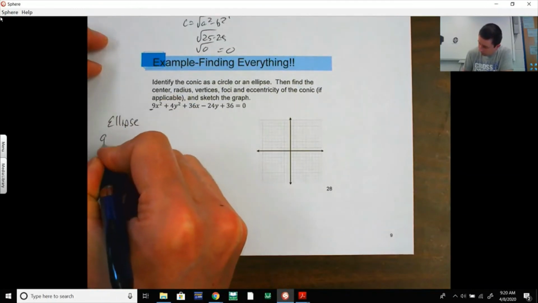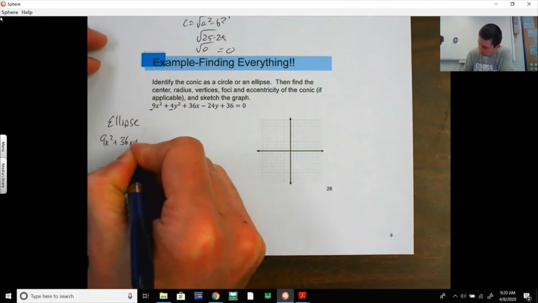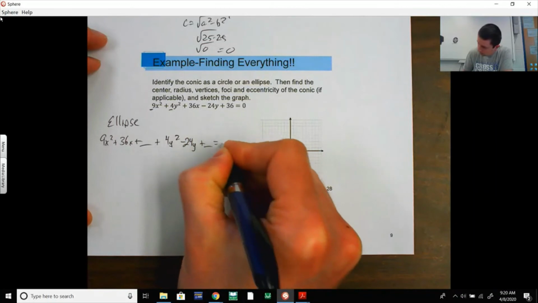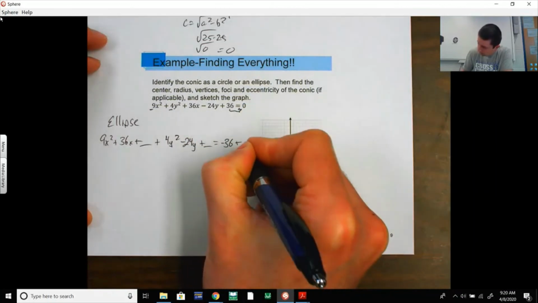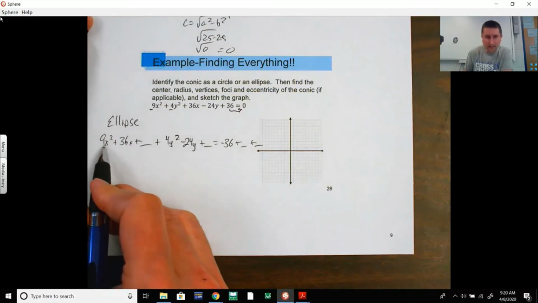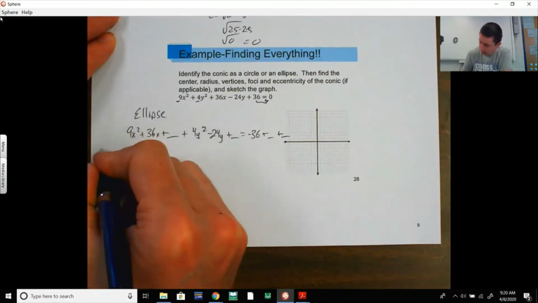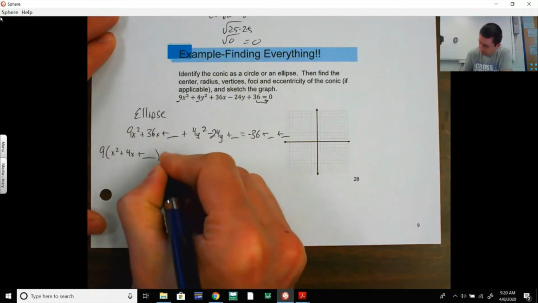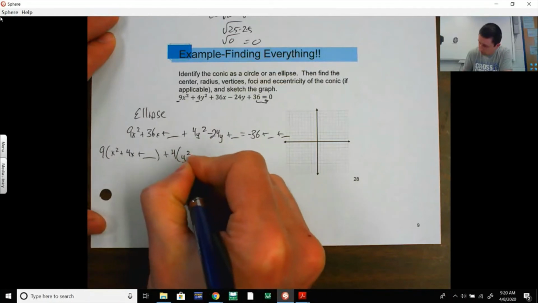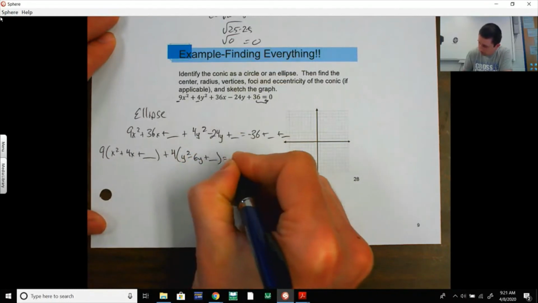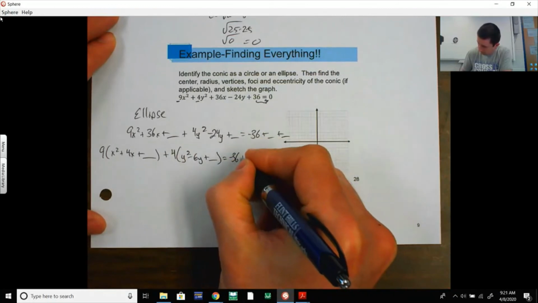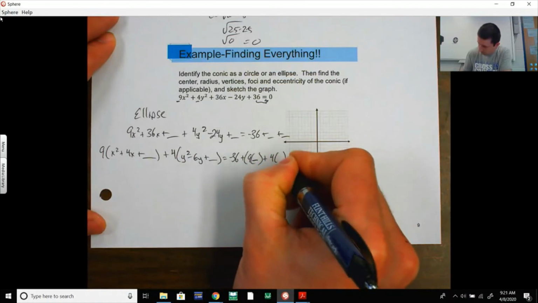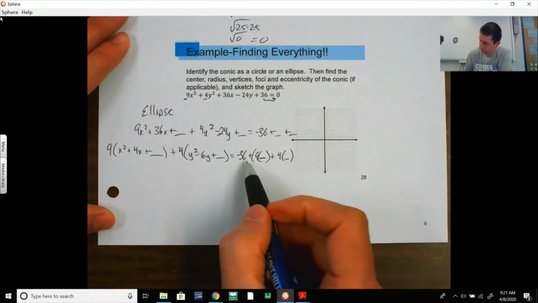So we get to practice completing the square. I put my x's together: 9x squared plus 36x plus blank, plus 4y squared minus 24y plus blank, equals negative 36, and that gets kicked over, plus blank plus blank. I have a 9 in front, so I have to factor out that 9. So I have 9 times the quantity x squared plus 4x plus blank, plus 4 times the quantity y squared minus 6y plus blank, equals negative 36 plus 9 times blank plus 4 times blank.